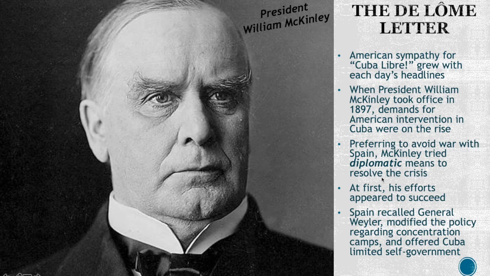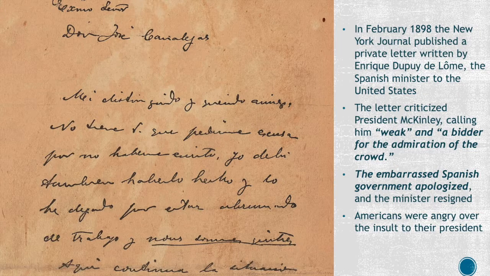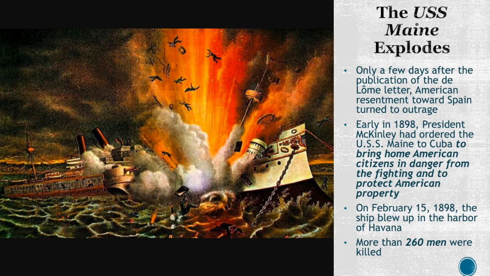All right, so when President William McKinley took office in 1897, demands for American intervention in Cuba were on the rise, but he preferred to avoid the war with Spain, and he tried diplomatic means to resolve the crisis. And in early 1898, so the next year, President McKinley ordered the USS Maine to Cuba to bring home American citizens in danger from fighting and to protect American property.